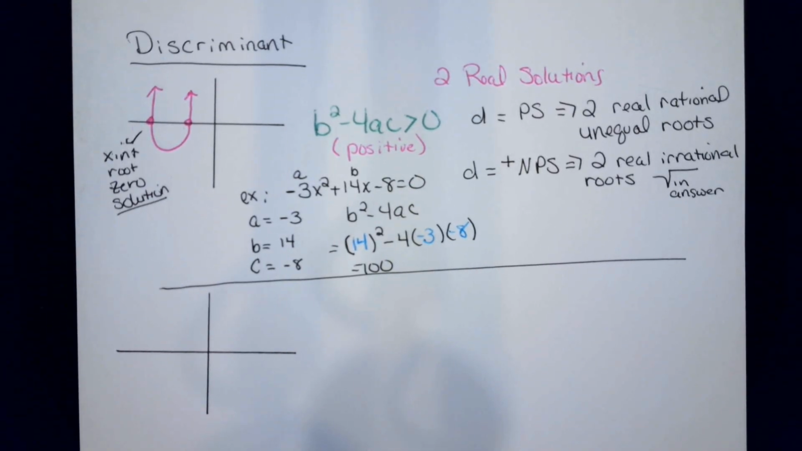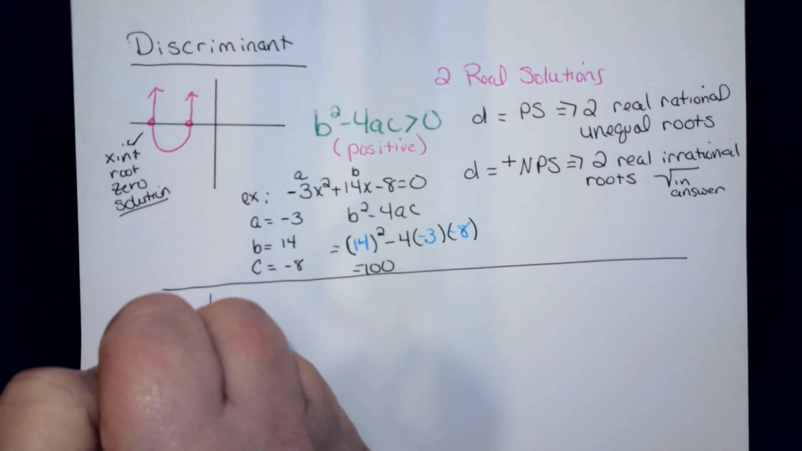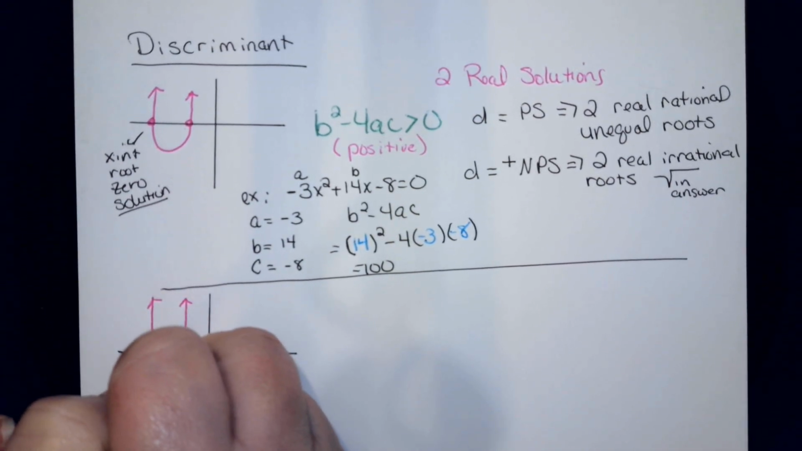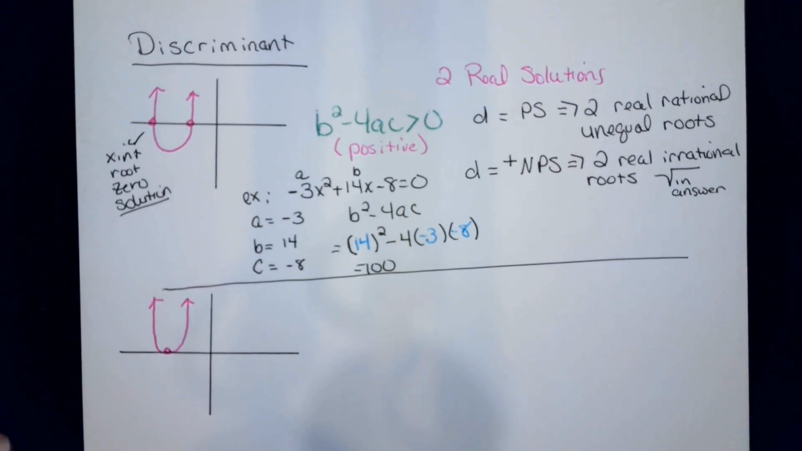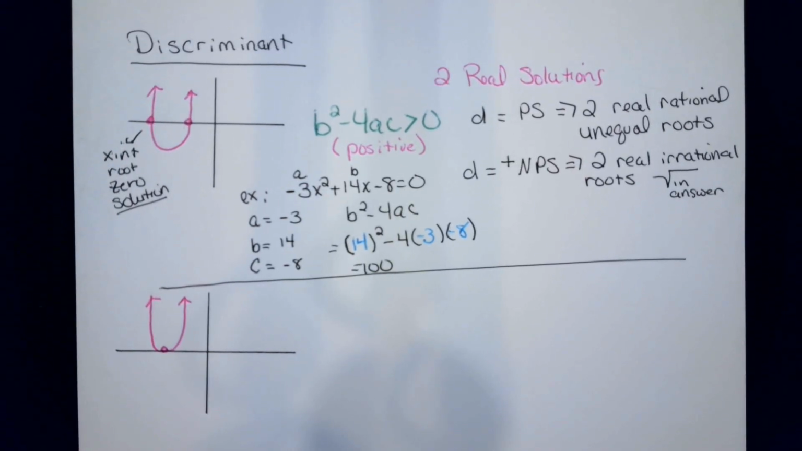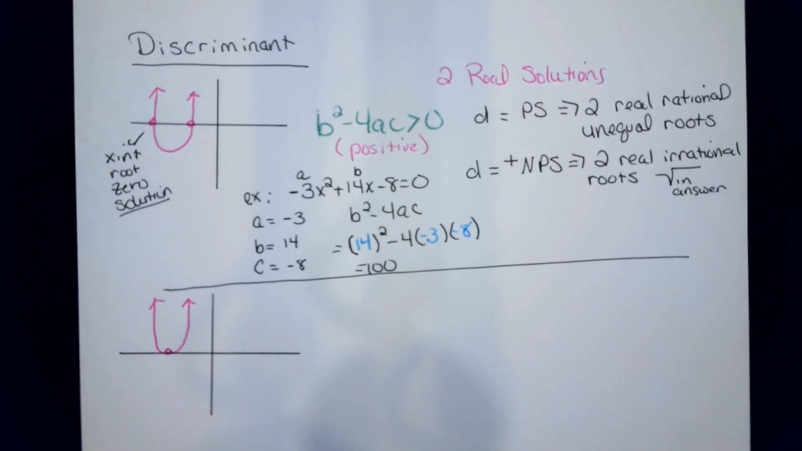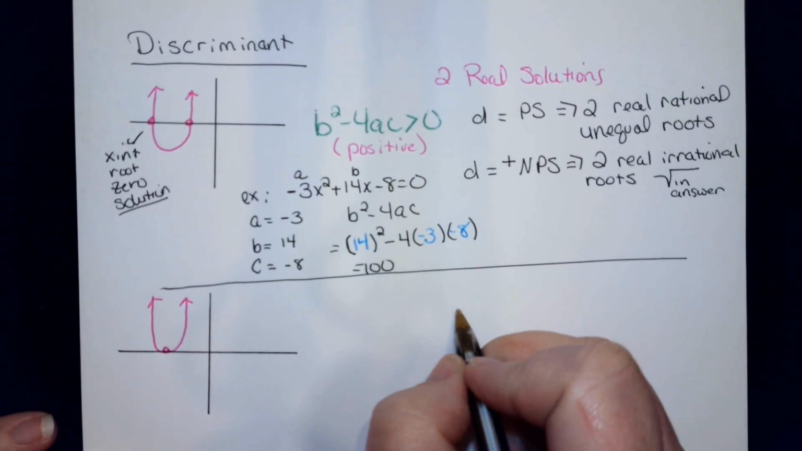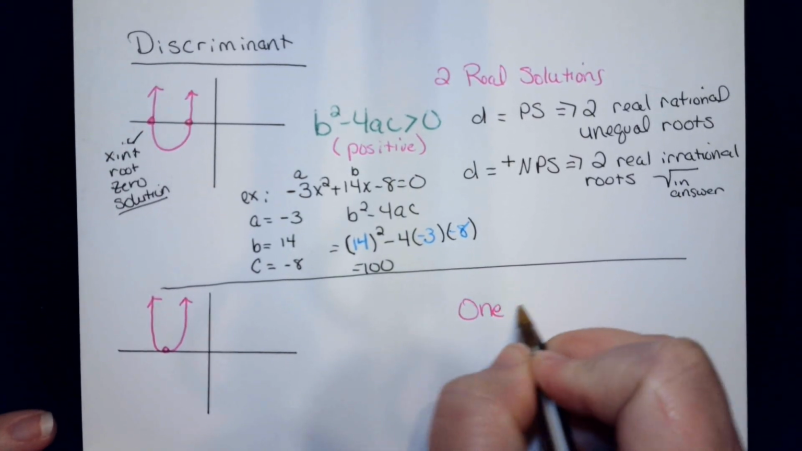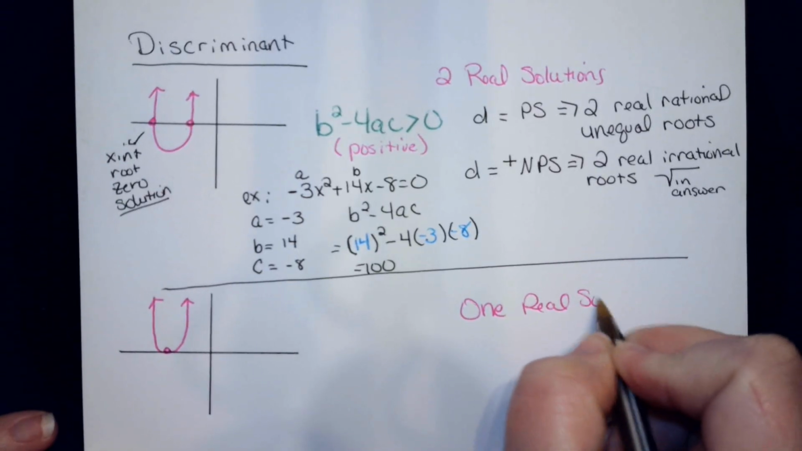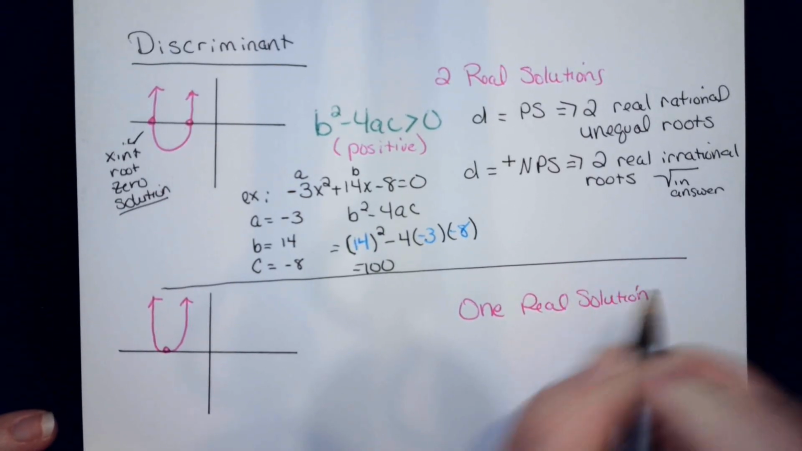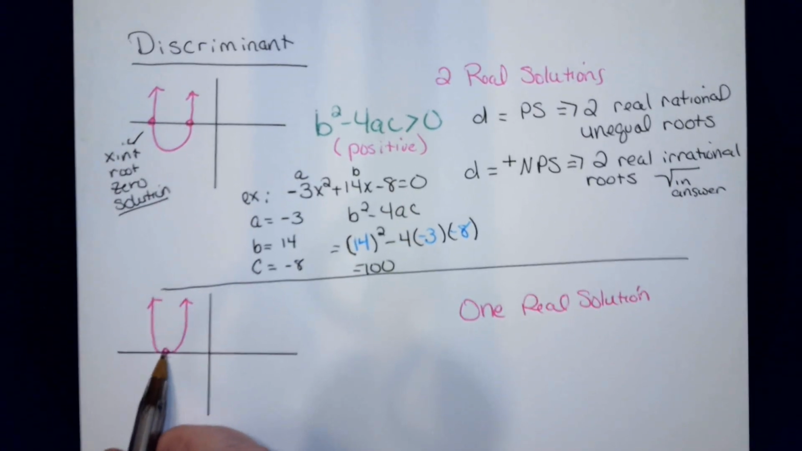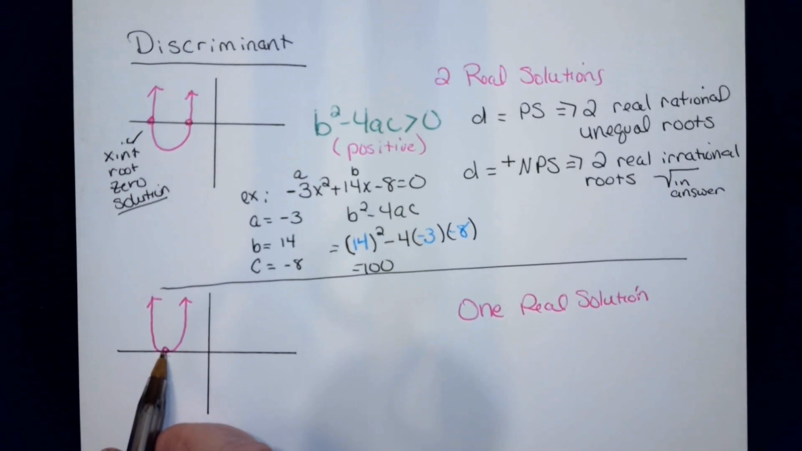Alright, then you had a scenario where your parabola only intersected your x-axis once. When it intersected the x-axis once, you only had one real solution. So one real solution, because you only had one distinct root. You were only using that one number, but you were using that one number twice.